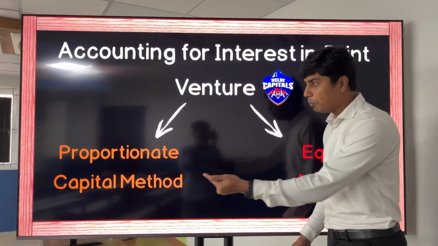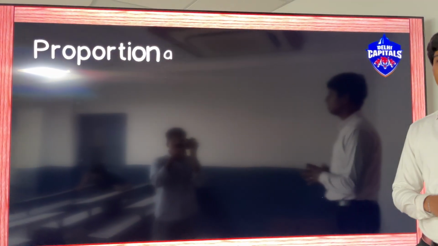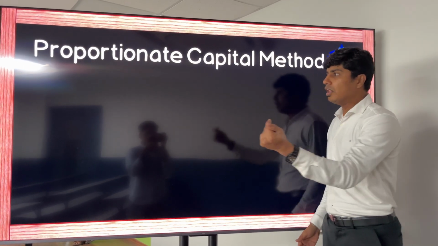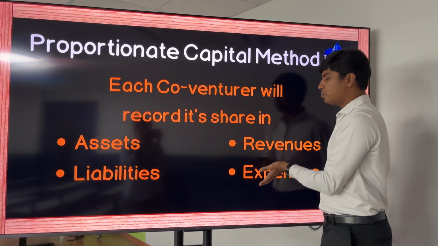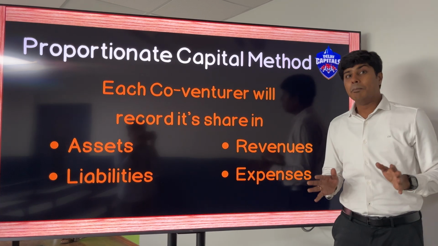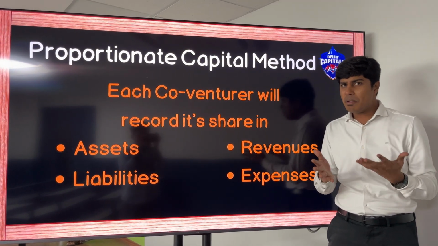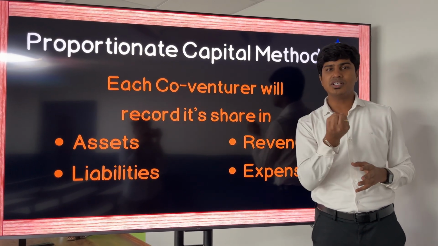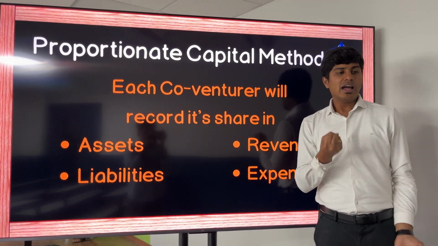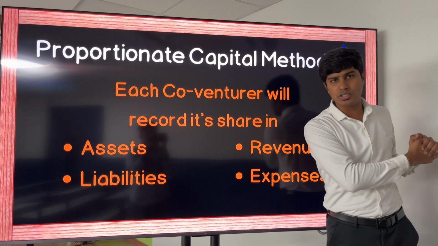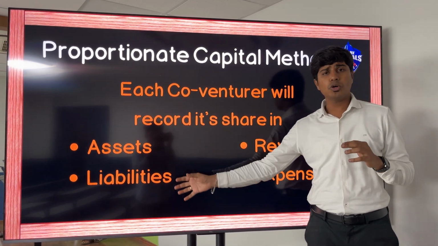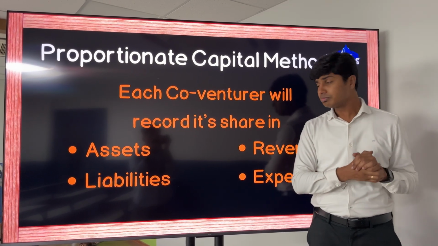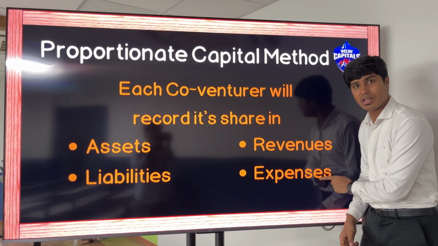Let's begin with the proportionate capital method and see how the accounting will be done under this method. When you're doing Accounting Standard 27 proportionate capital method, all the entity's assets, liabilities, expenses and revenue will be split between the co-ventures. It need not be 50-50 all the time, any other ratio is also fine. You take the portion of the co-venturer's share of the joint venture's assets, add it to your total assets and write it in your consolidated balance sheet. You will take a portion of the joint venture's liabilities, add it to your total liabilities, and write it in your consolidated balance sheet. Same is the case with our revenue as well as expenses.